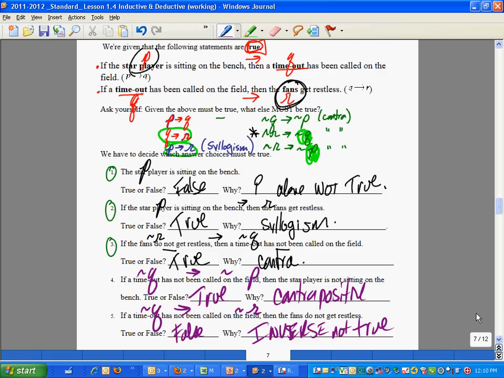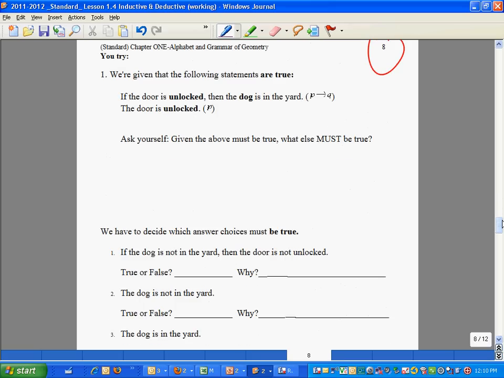Okay, so it's detachment, syllogism, and contrapositive. Those are your three options, your three laws that we're working with. Did I lose anybody by saying that?